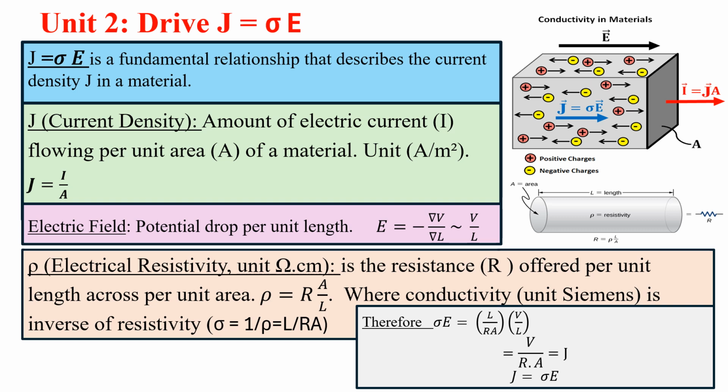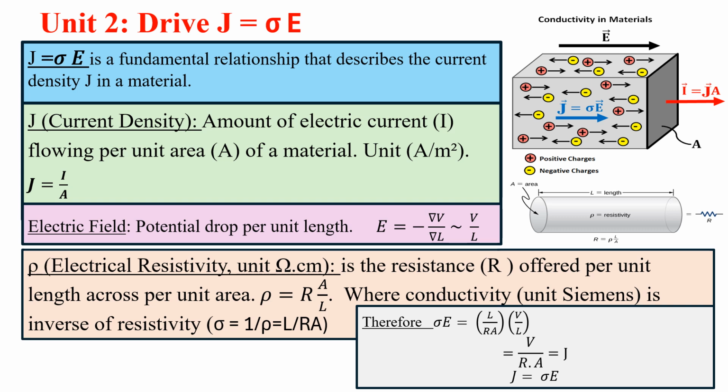It helps engineers and designers to choose appropriate materials, specifically for electrical components, ensuring efficient current flow in circuits and devices. This equation also helps to classify materials into insulators, semiconductors, metals, and superconductors. We will discuss this in detail in Unit 6.